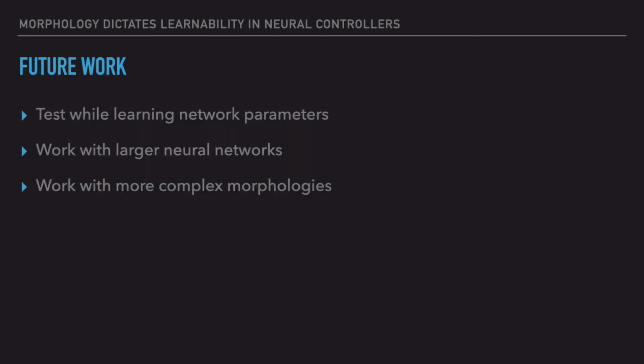Our results show a strong connection between a design and a robot's optimal parameter space. However, we feel future work could further solidify and reinforce this message. Thus, future work would involve testing these designs while actually learning the network parameters. We also want to use larger neural networks and more complex morphologies in the future.